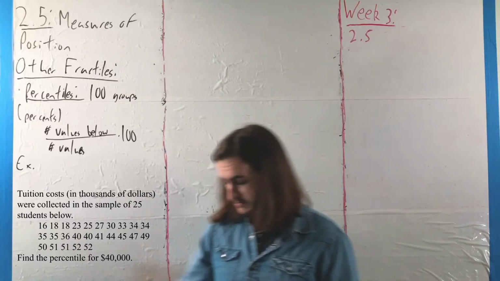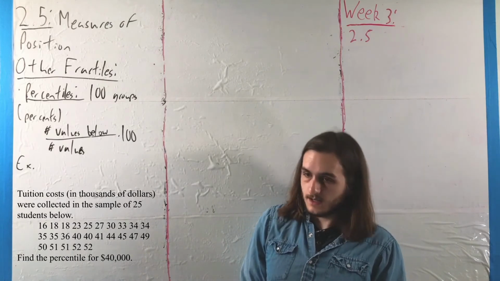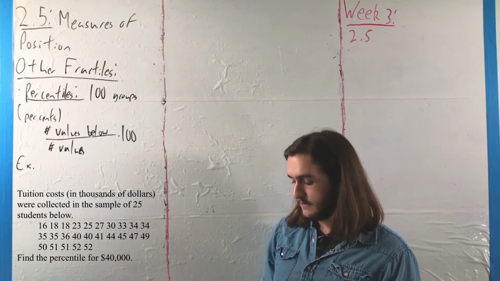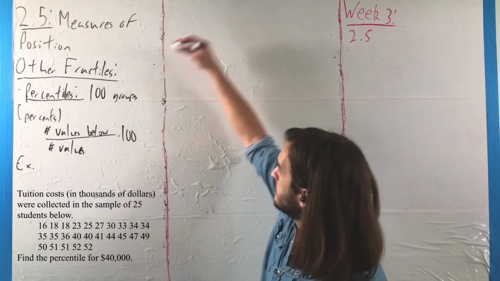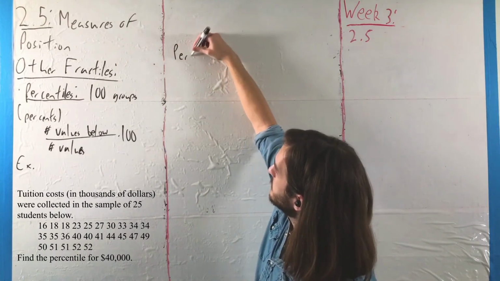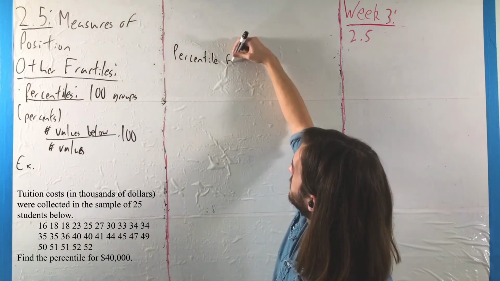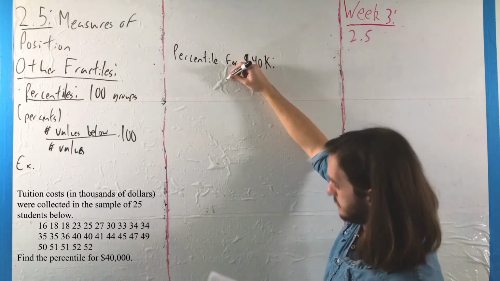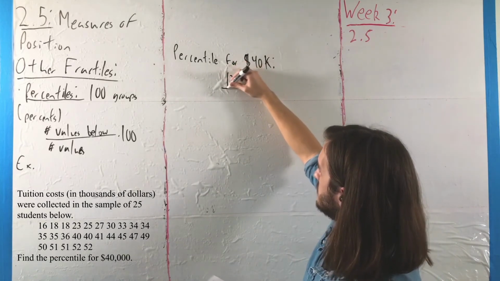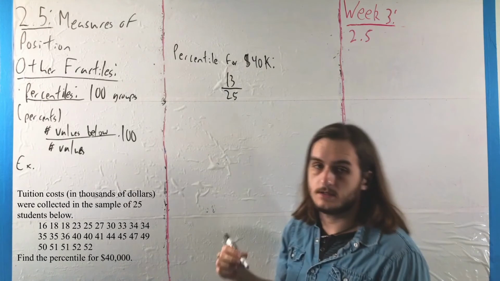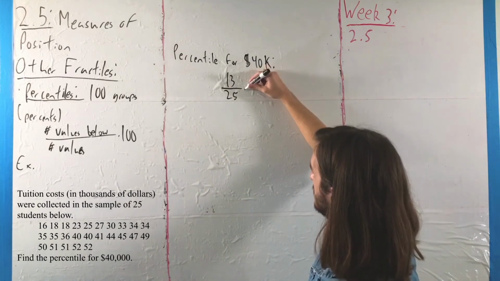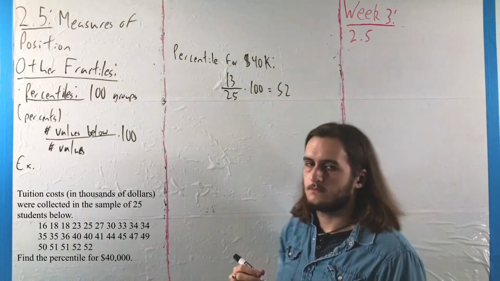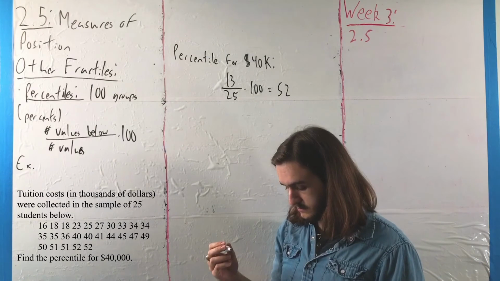So what we need to do here is first, notice that we got some of the work done for us, that the data is already in ascending order, and we have on there 13 values below 40. So we want to find the percentile for $40,000. What we do is we take the values below, 13, divide it by the total number of values in the data set, 25 students in the sample, and multiply that by 100 to get 52. And that's it.